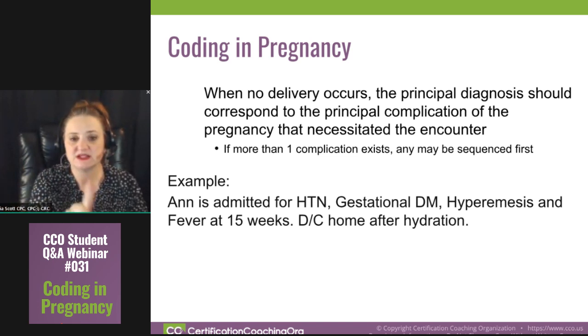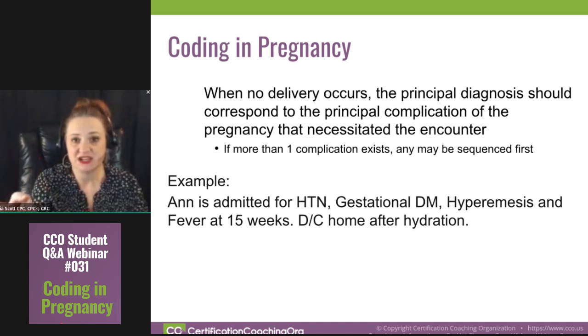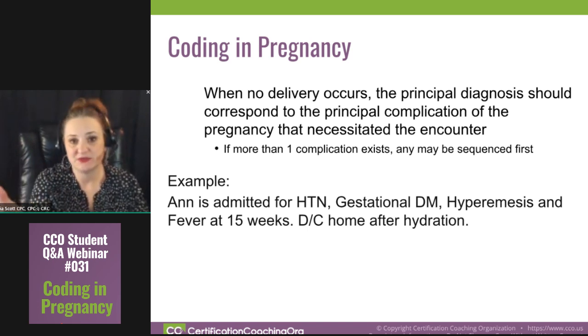But we have several things complicating this pregnancy. The patient has some hypertension going on, and that could be just because she doesn't feel good and she's dehydrated. Gestational diabetes: if she can't eat and she doesn't feel like getting up and moving around, her blood sugars are going to go up. Hyperemesis, can't keep anything down, dehydrated, and she's running a fever.